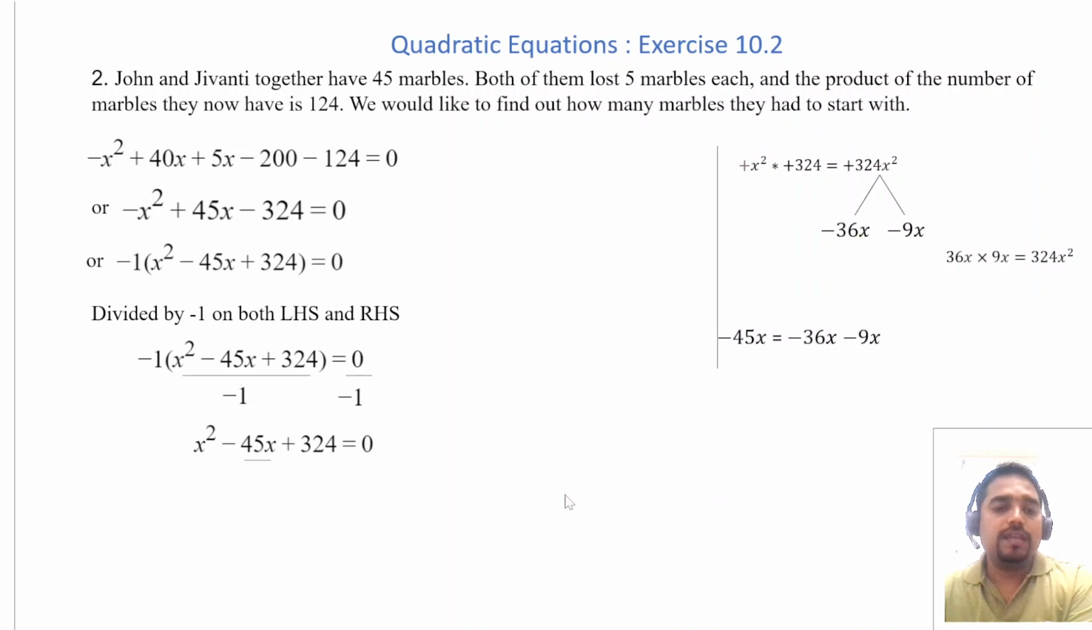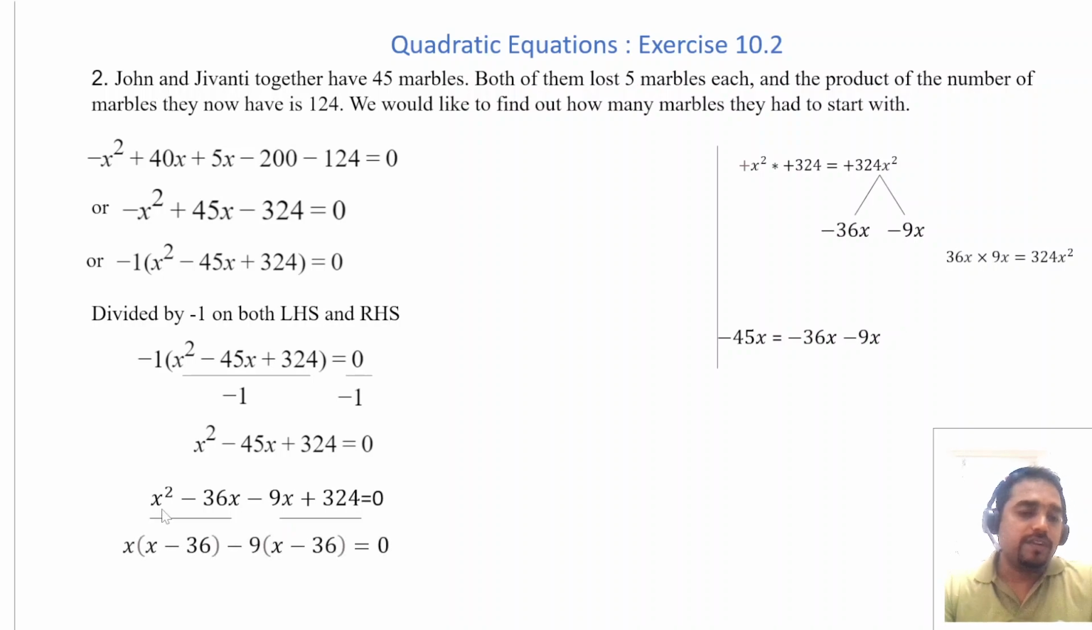Now let us simplify the equation. In order to simplify, replace the middle term, that is 45x, with the selected factors, minus 36x and minus 9x. Upon simplification, from the first two terms you can take x common, and from the last two terms you can take 9 common. If x is taken common from the first term, x is left, followed by minus 36. Also minus 9 is taken common from the third term, wherein x is left, and from the fourth term minus 36 is left.